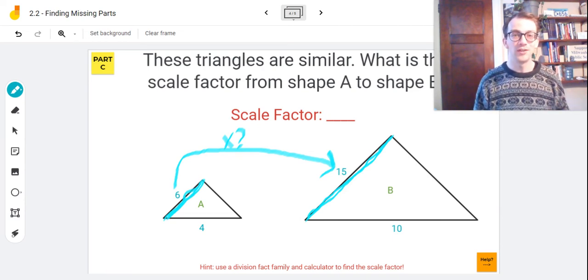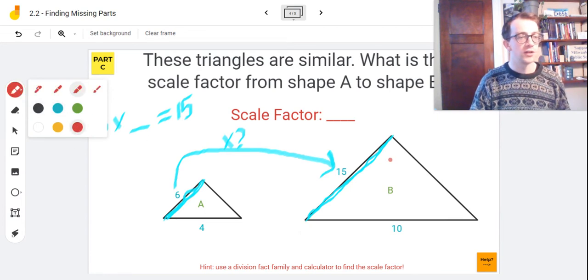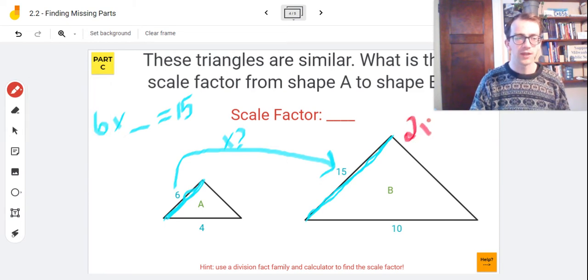So what I'm going to do is just write down what I know so far. And that equation that I was just thinking about out loud, I was saying 6 times something equals 15. And whatever that something is, that's going to be the scale factor. How do I solve that though? To do that, what I'm going to recommend that you do is use a division fact family. Division fact family is when you can take a multiplication equation and switch it around into a related division equation.